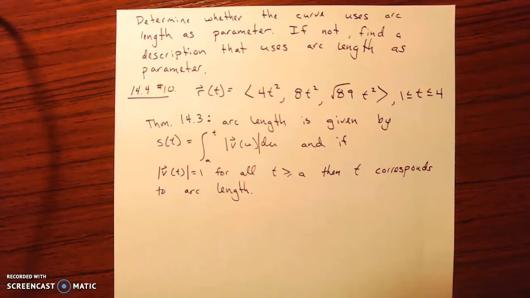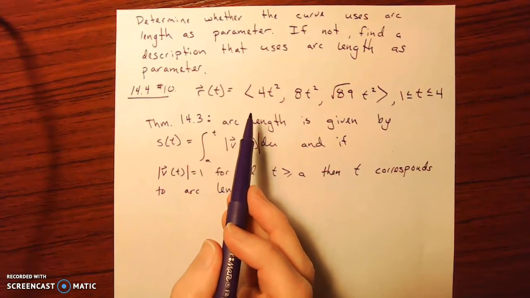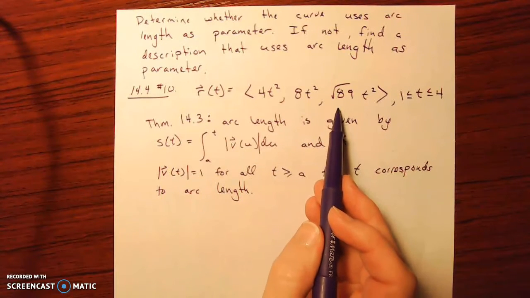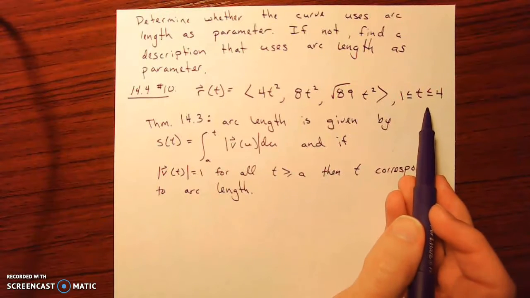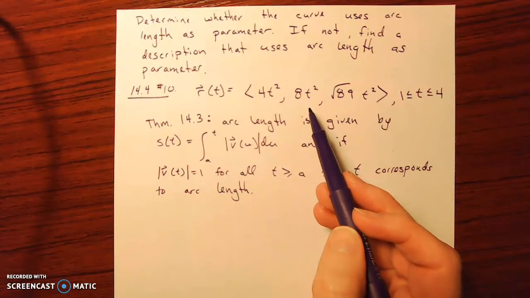Those are the directions, and the given function is r of t equals the vector with components 4t squared, 8t squared, and square root of 89t squared, with t between 1 and 4. Your 10th question will look a little different, like the coefficients will be different, but the format should be pretty much the same.